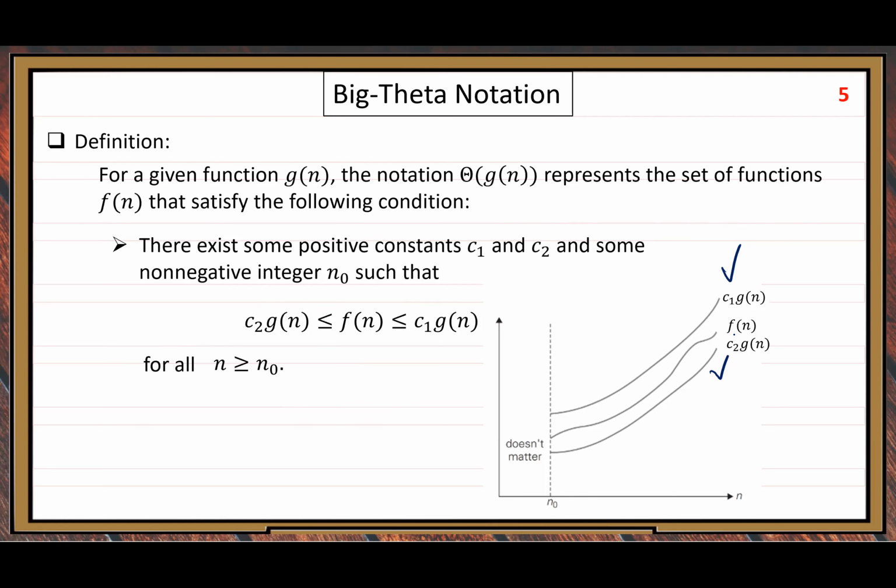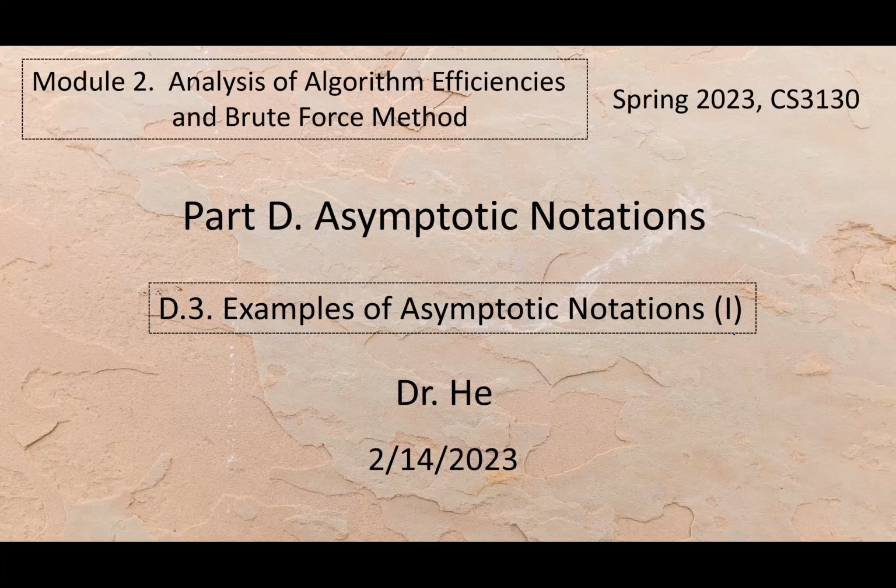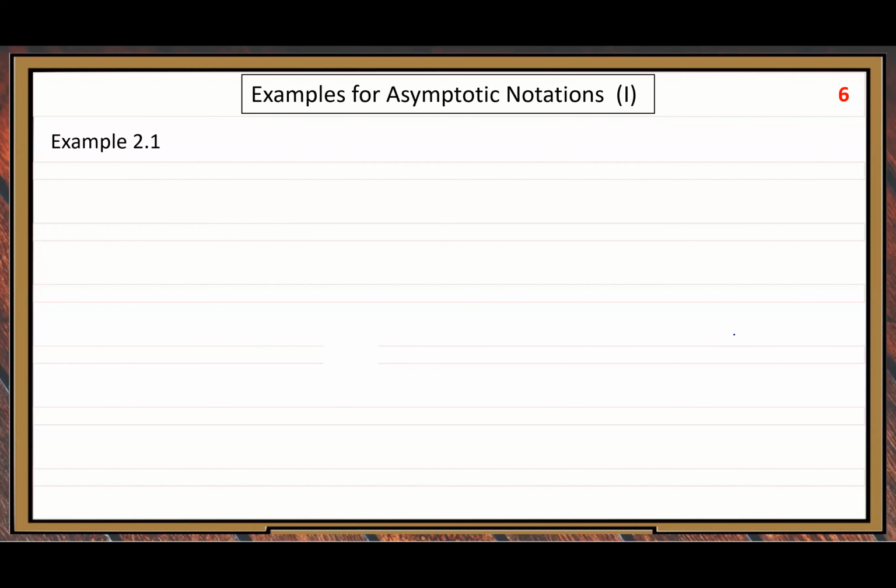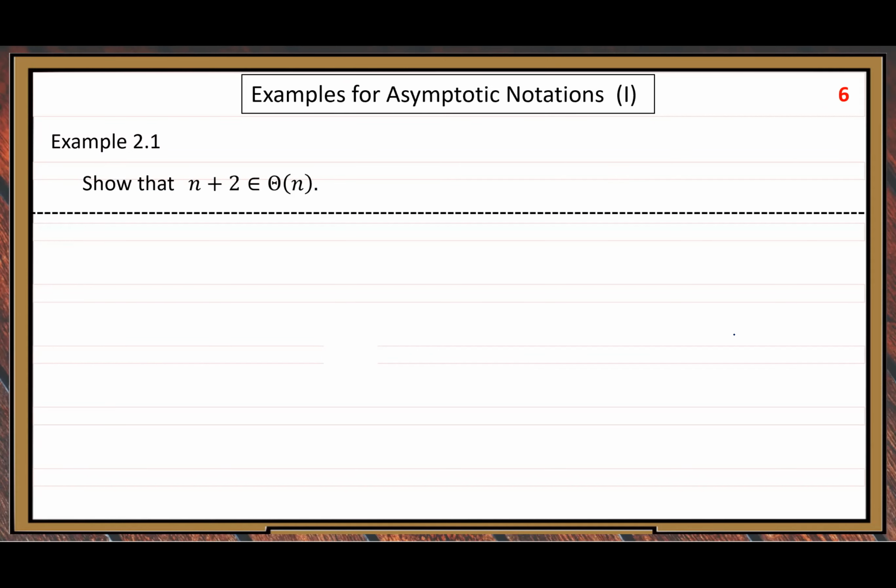Now after that, I'd like to give you some simple examples using asymptotic notations. Simple questions. The first question: show that n plus 2 belongs to big theta of n. There are two different ways to show it: the limit way and the inequality way.